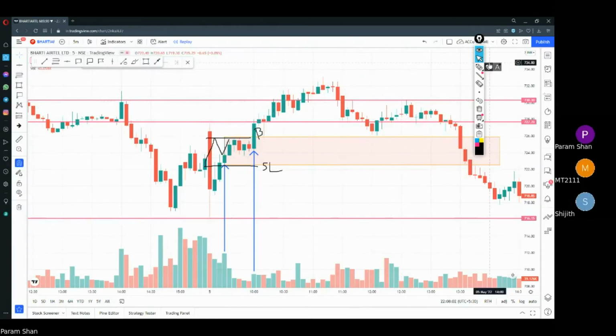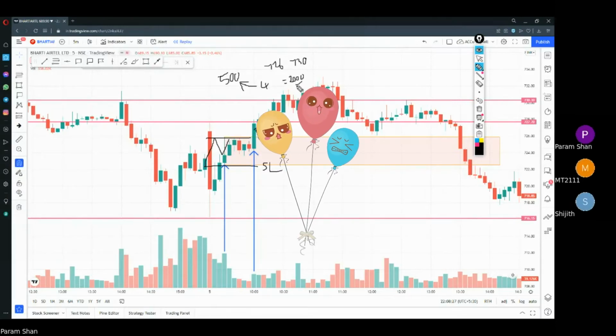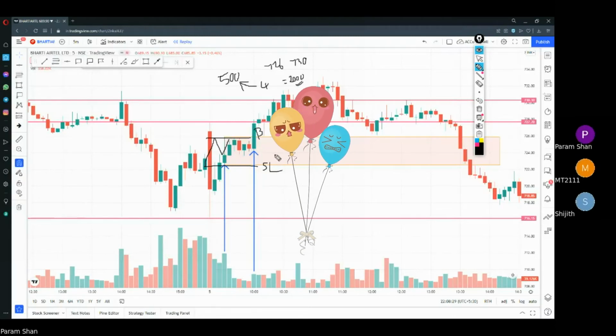So let us assume that you have taken 500 shares on this breakout at a price of 726 rupees, and when it is coming to this price range, this is 730, right? So let us easily round it to 4 rupees. With 4 rupees of benefit on 500 shares, you usually gain 2000 rupees, right? So at the same thing, when it is happening here, this is actually a 1:1 ratio.